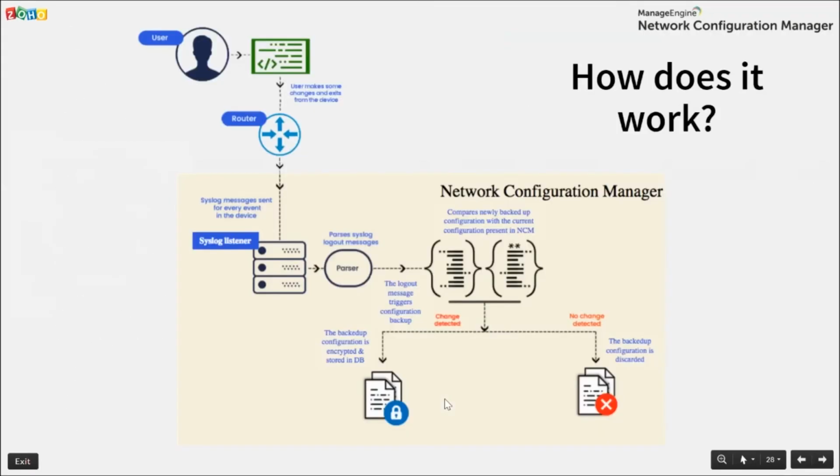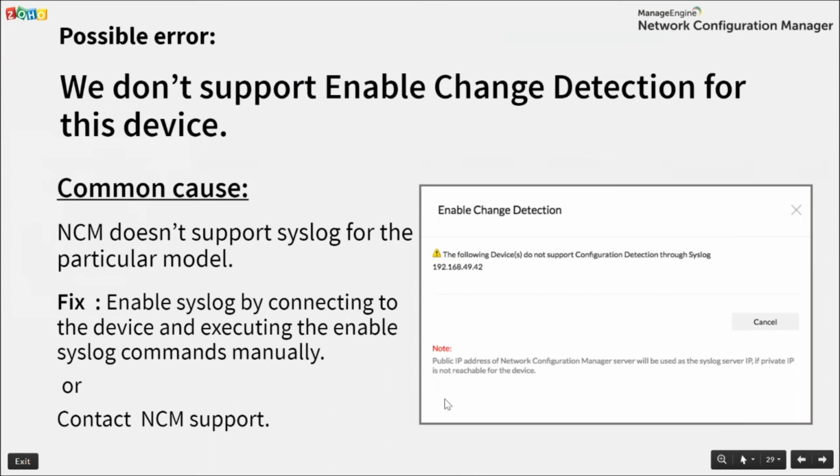During enable change detection, you might encounter a message which says we don't support enable change detection for this particular device, which means NCM does not support syslog for that particular model. So you have to enable syslog by connecting to the device and executing the enable syslog commands manually using telnet or putty. If you find it tedious, you can contact NCM support and we'll be able to enable syslog in such devices.